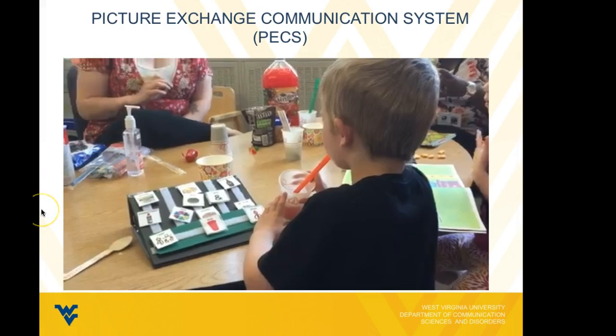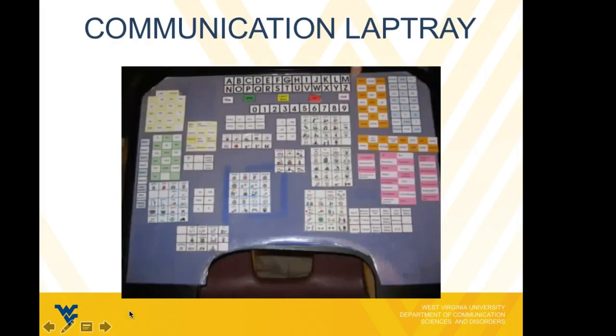All right, so as you saw, he was using his pictures and putting them on the picture strip and relaying his message via his pictures from his PECS notebook. So next, we will go to looking at a communication lap tray. This is a young man who we can observe communicating using this lap tray, using a combination of written words, symbols, and also spelling.